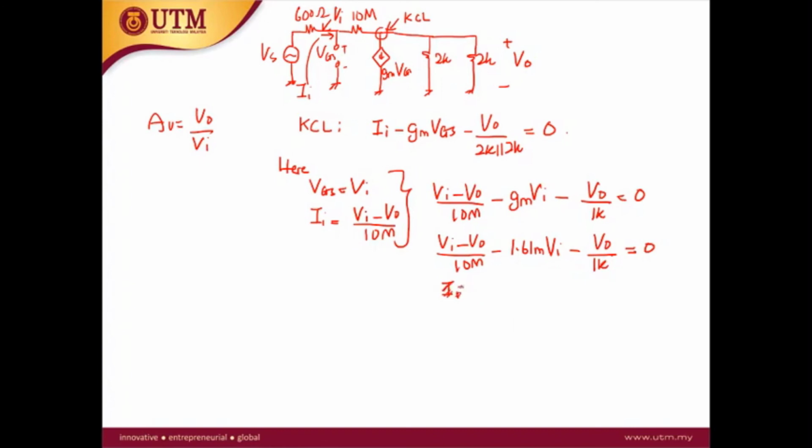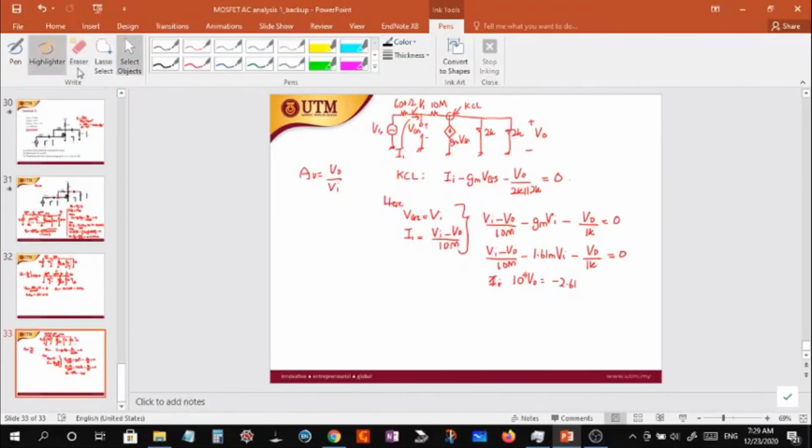So from this equation we get something like this: 10 power of 4 V out is equal to minus 2.61. Okay, let me recheck this solution. Okay, let's do this solution.